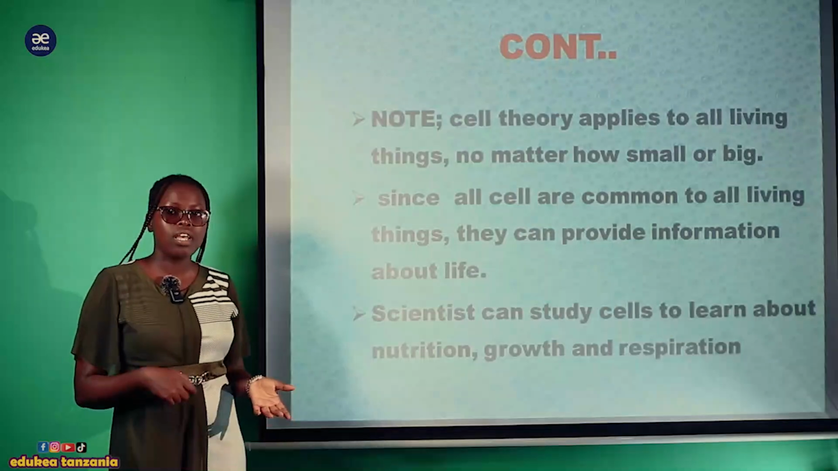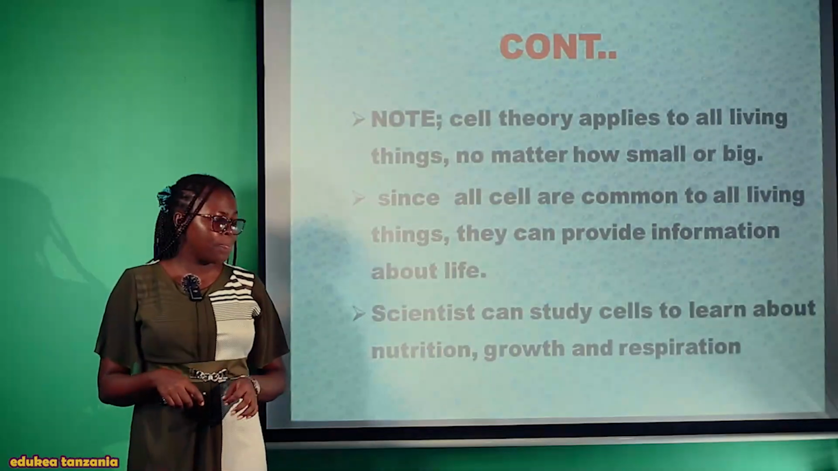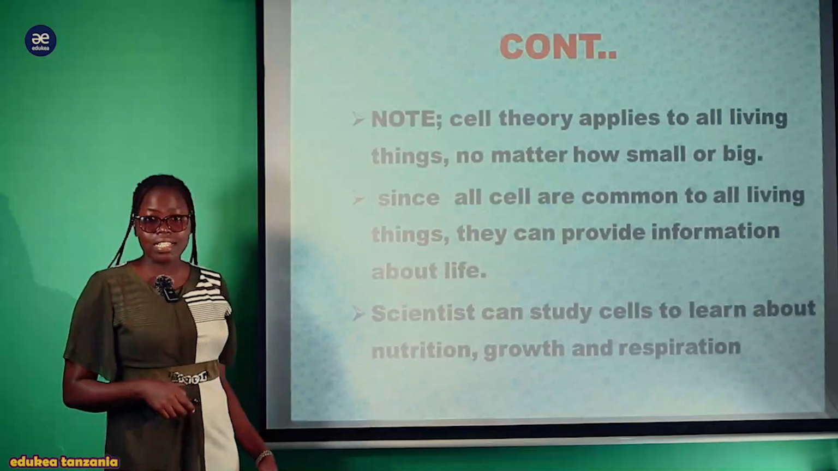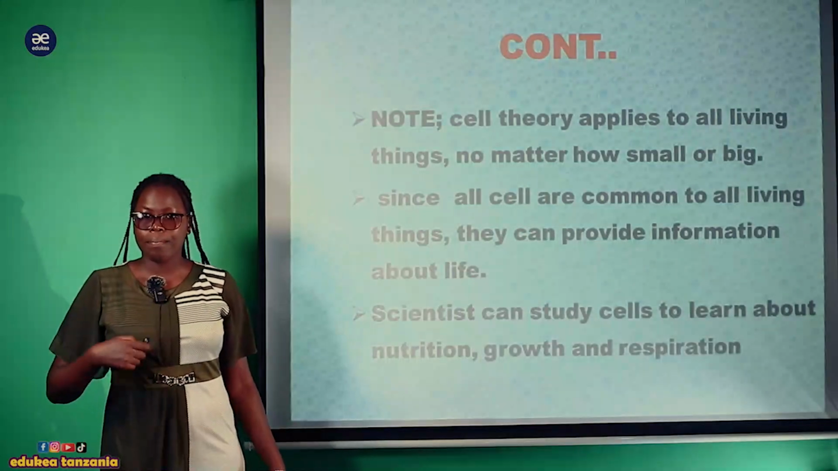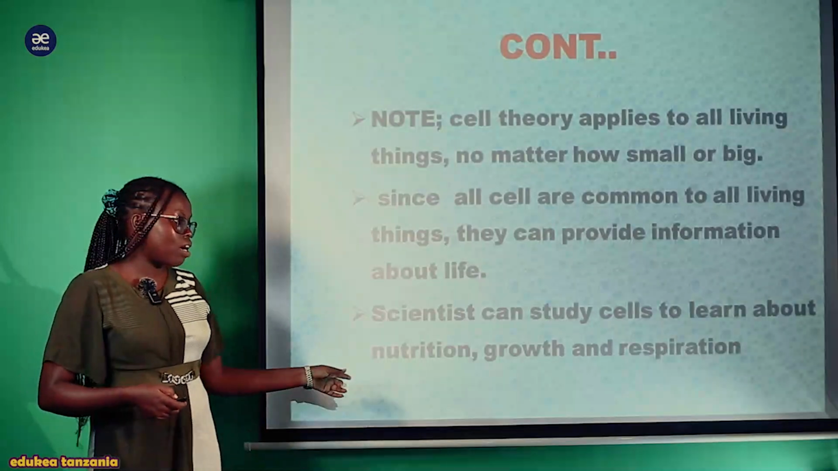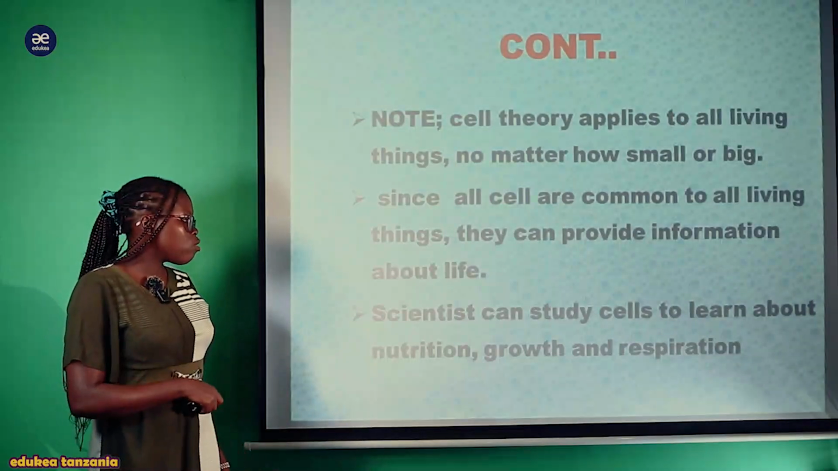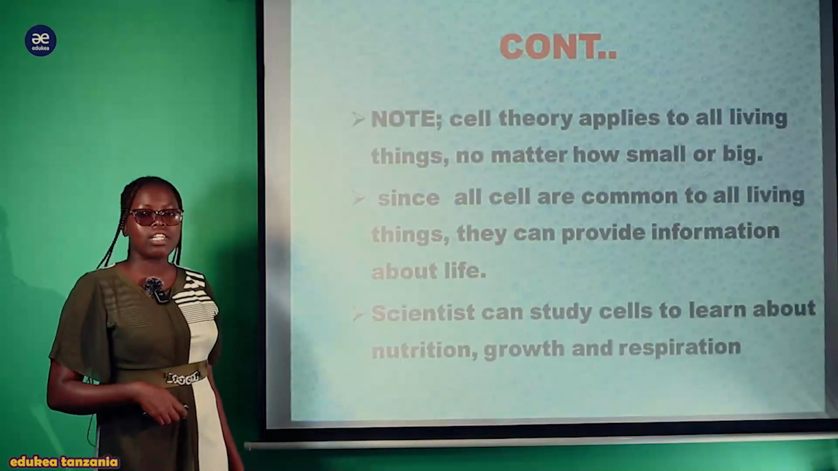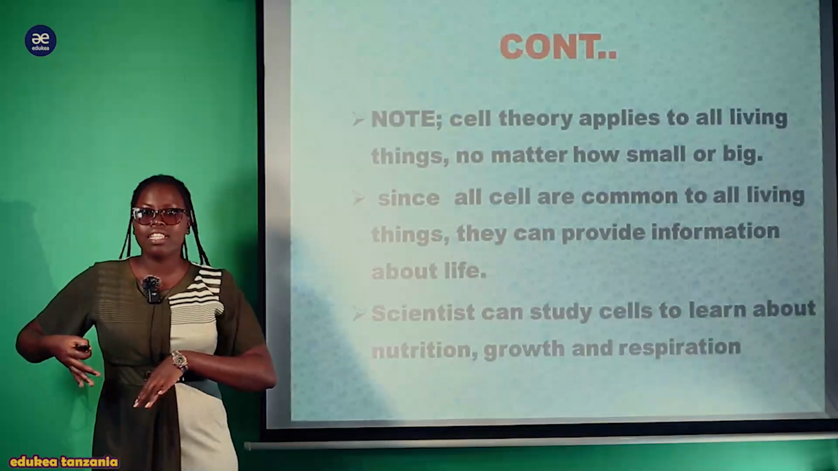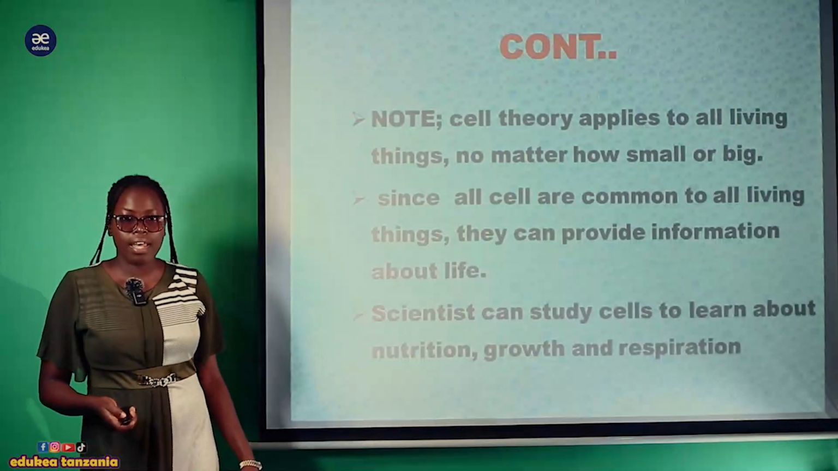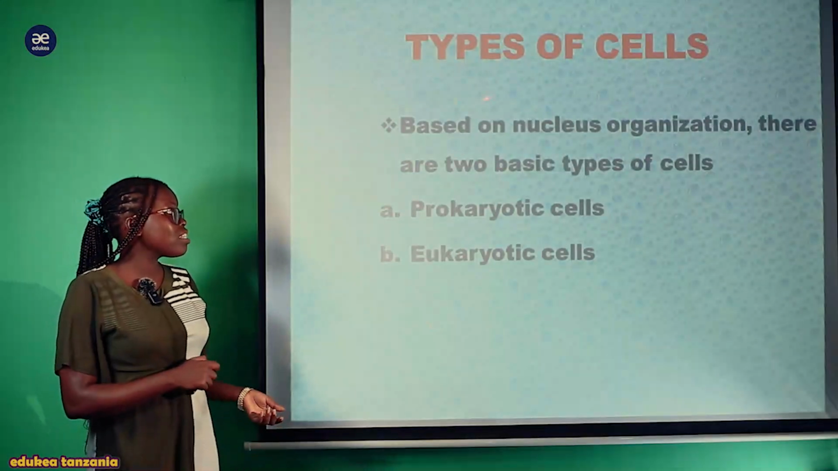So, through the study of cell, scientists wanaweza wakajua namna gani reproduction takes place, kwa mfano katika meiosis and katika growth, mitosis, katika nutrition, how these organisms do feed. Respiration, how the respiration process does take place either aerobically or anaerobically. It is all about the knowledge of the cell. Now let us look at our second subtopic, which is the types of cell.